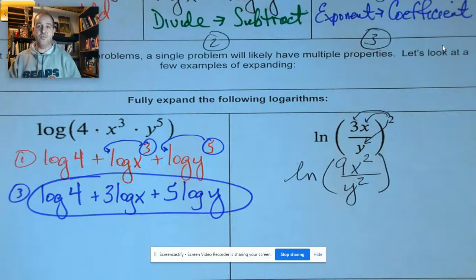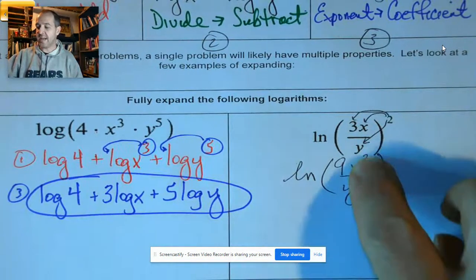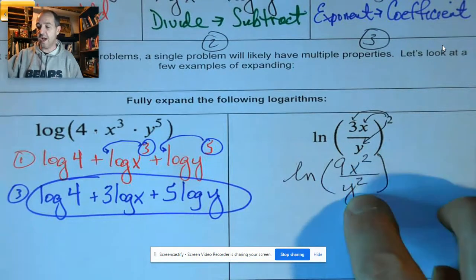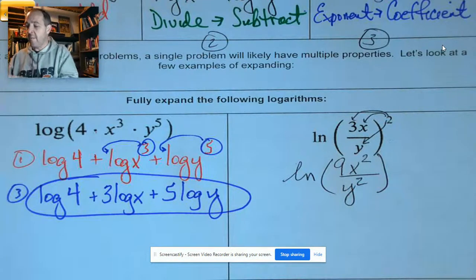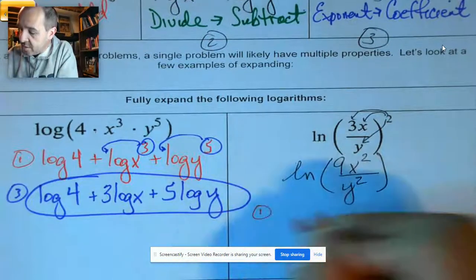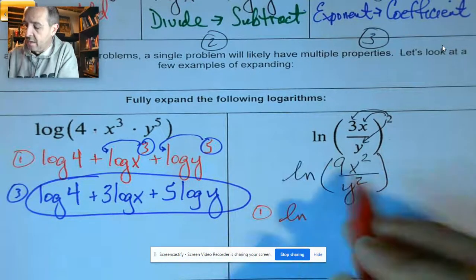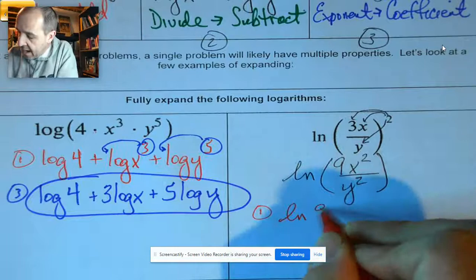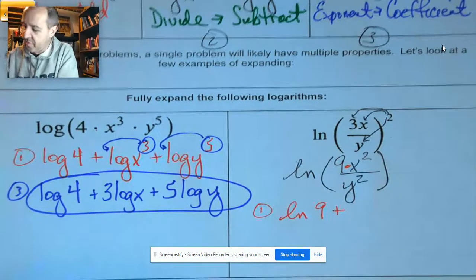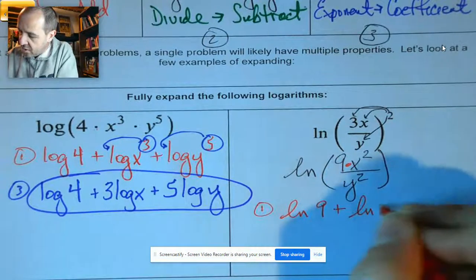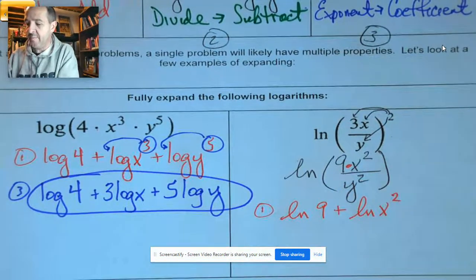Now I'm going to follow the rules that I did before. Because now my exponents are only on individual terms, the x and the y here, and that's not to everything. So if I go through and I follow my rules, multiply would come first. So I'd have the natural log of 9 plus, because remember there's a little multiplication dot in there, even though we don't see it, the natural log of x squared.